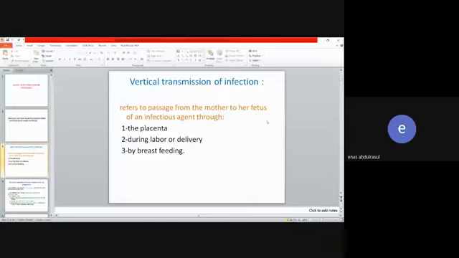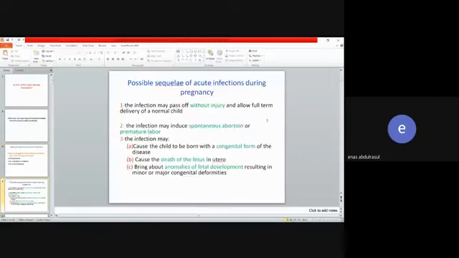What do we mean by this term? This term refers to the passage of an infectious agent from an infected mother to her fetus, either while she is pregnant, that is to say through the placenta, or during giving birth to her child while the fetus passes through the birth canal, from contamination, of course, with cervical or vaginal secretions, or postnatally, that is to say via breastfeeding.